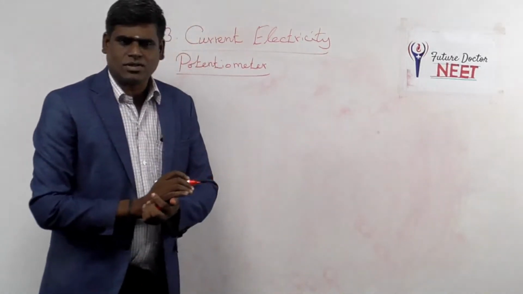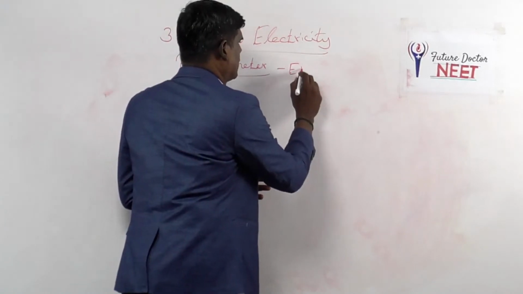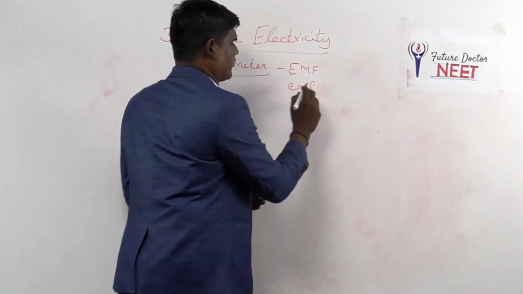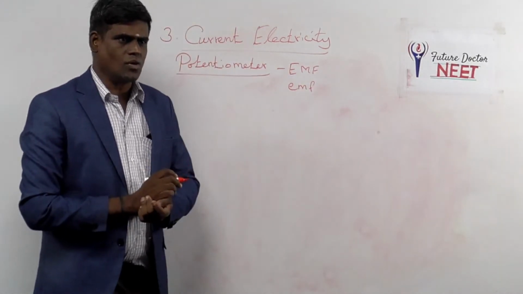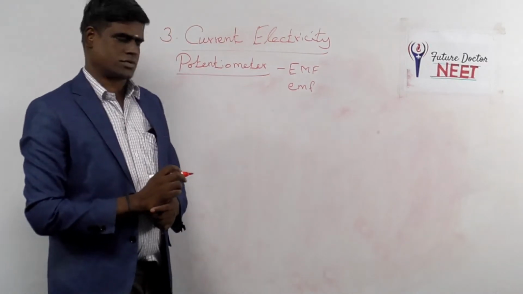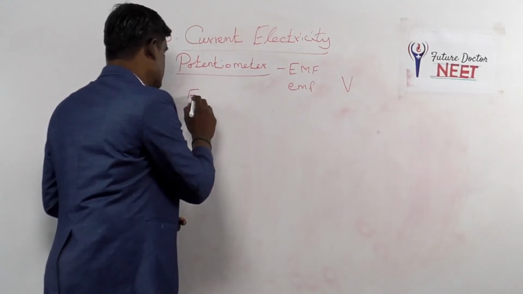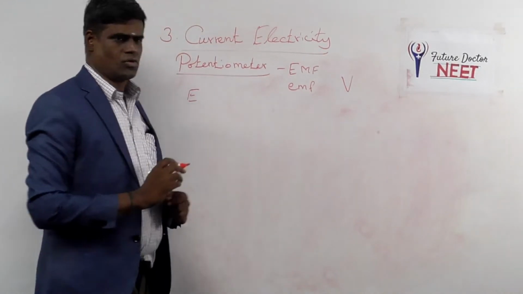Potentiometer is a device used to determine mainly the EMF of a cell. EMF, what is EMF? Just now we discussed. Electromotive force. Its unit is volt and its symbol is E. Okay, that is the potentiometer.